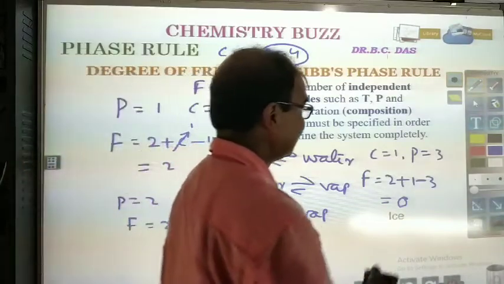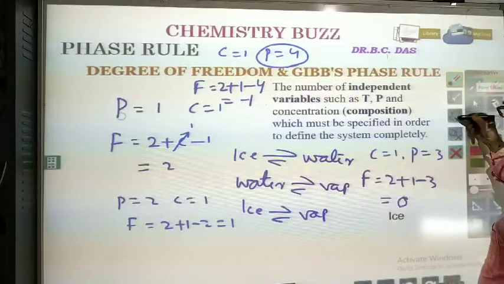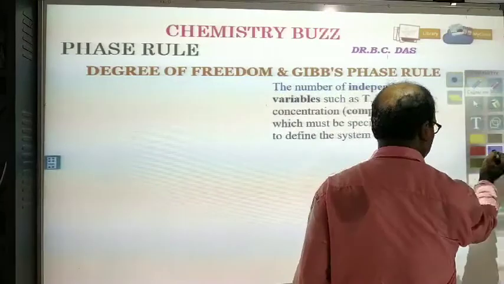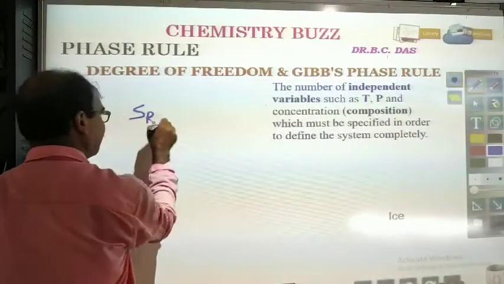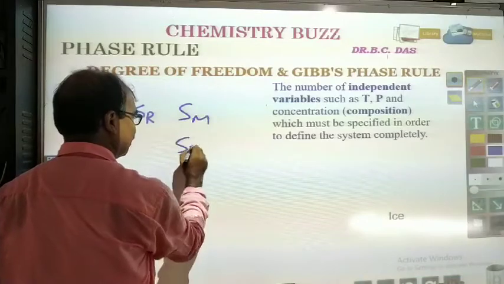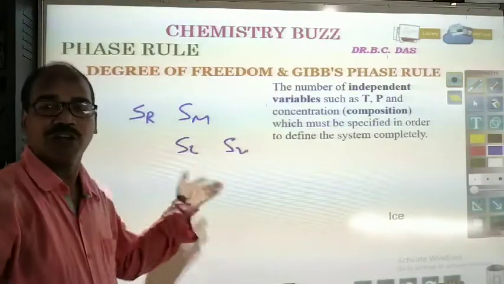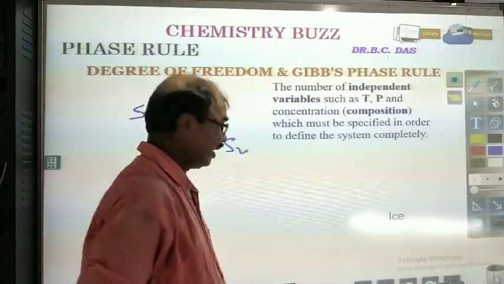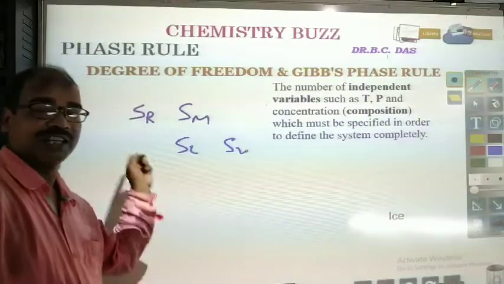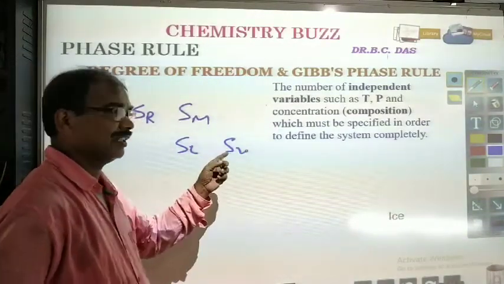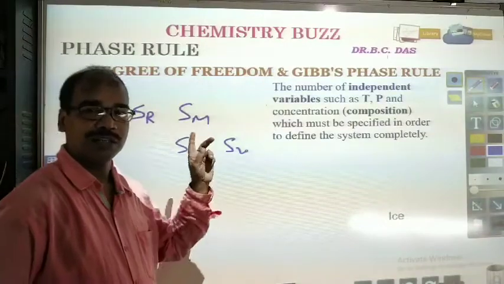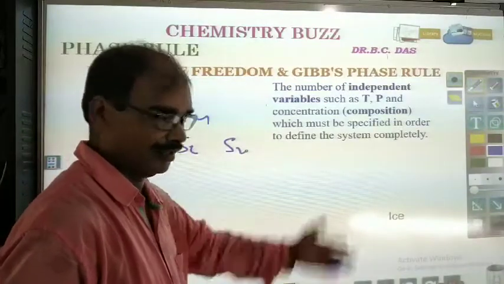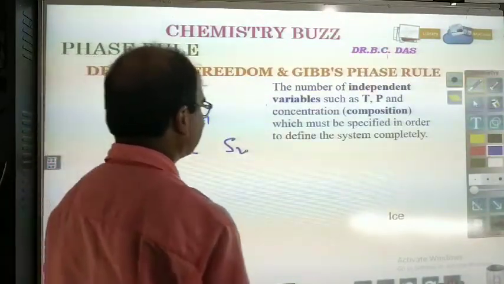And we have the sulfur system: sulfur rhombic, sulfur monoclinic, sulfur liquid, sulfur vapor. So this is also a one component system and there are four phases, and already we have verified that for a single component system these four phases cannot coexist. So this implies there must be more than one triple point, and we will study this system separately in future classes.